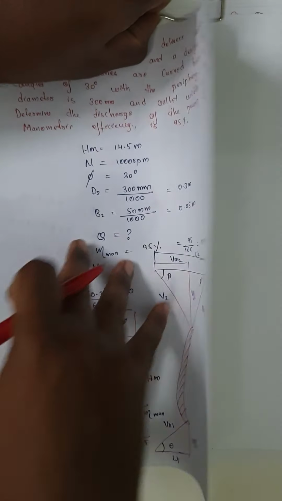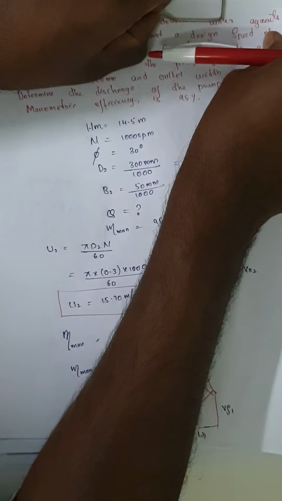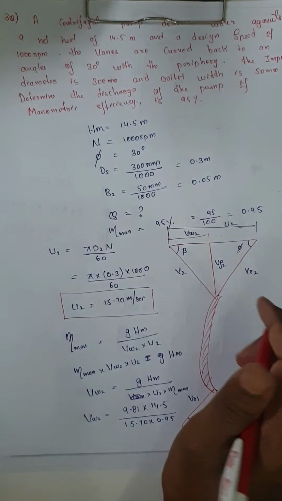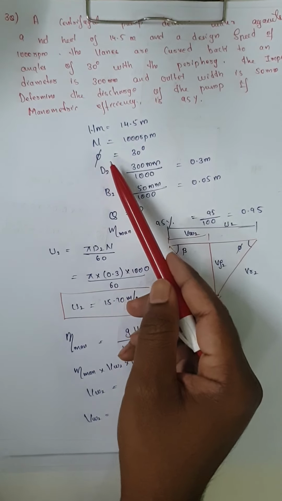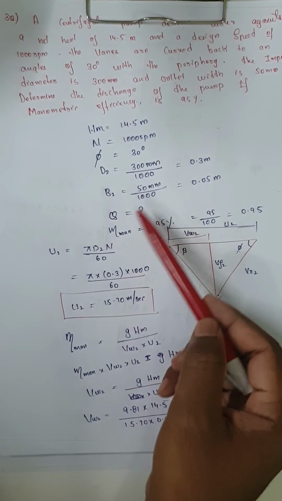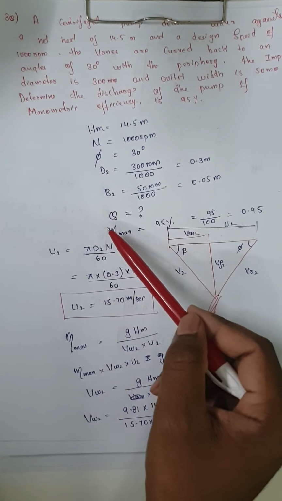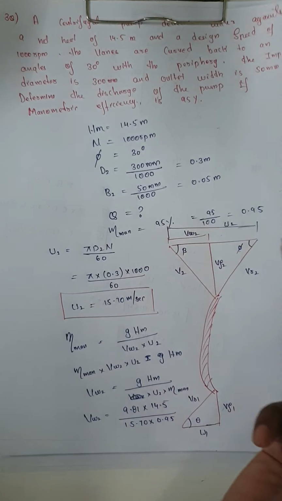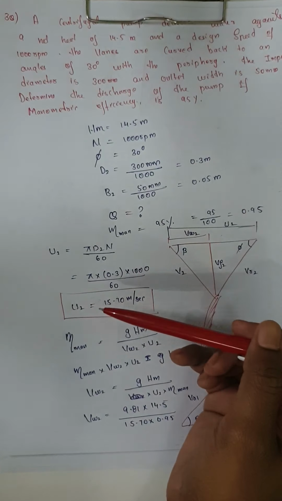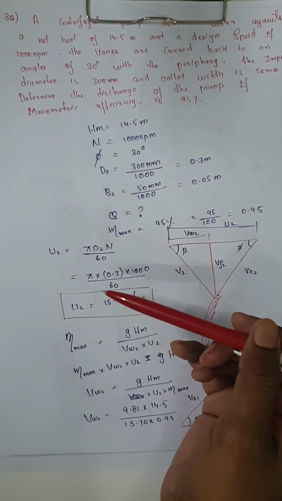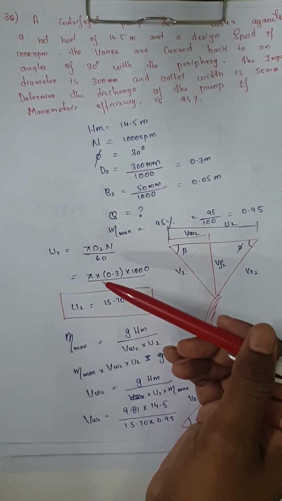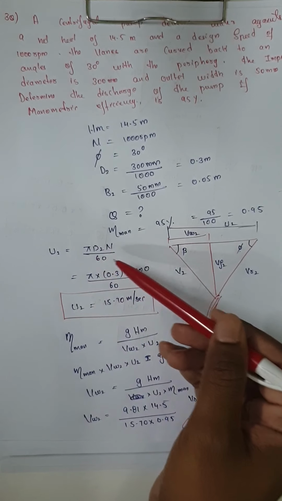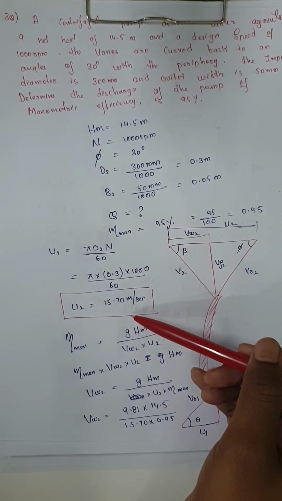Simple problem, as you can see here. Head is given, N is given, discharge is given, D2 is given, B2 is given, pi is given, and manometric efficiency is given. In every problem, first try to find out the value of U1 and U2. Here it is not possible to find U1, so better to find U2. U2 is equal to pi D2 N by 60. With that you will get the value of U2.